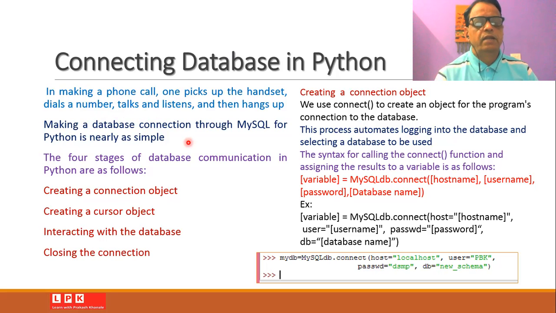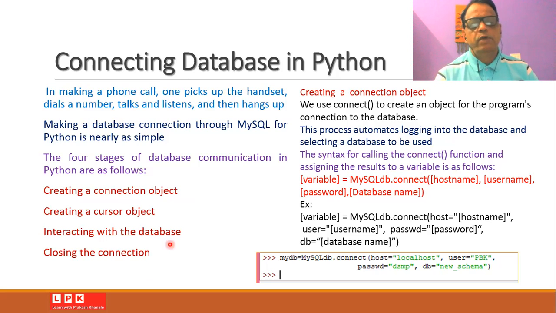One can find that there are 4 stages of database communication in Python. The first one is you have to create a connection object. The second one is that you have to create a cursor object. The third one is you have to interact with the database. And the fourth one is you have to close the connection.